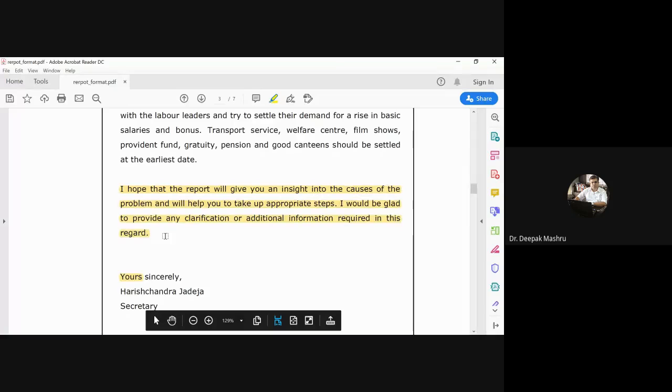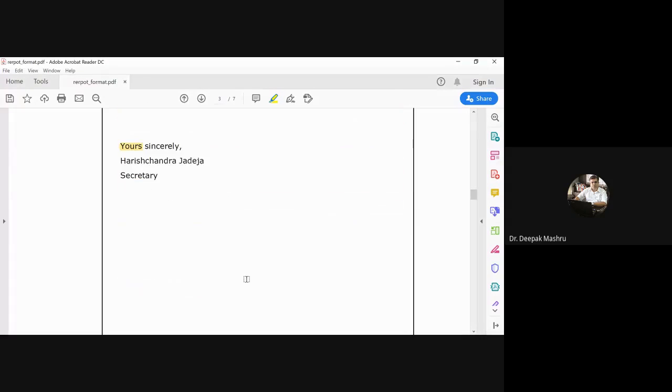Right, the last paragraph and the first paragraph will remain almost the same every time. So I hope that the report will give you an insight into the causes of the problem and will help you to take up appropriate steps. I would be glad to provide any clarification or additional information required in this regard.